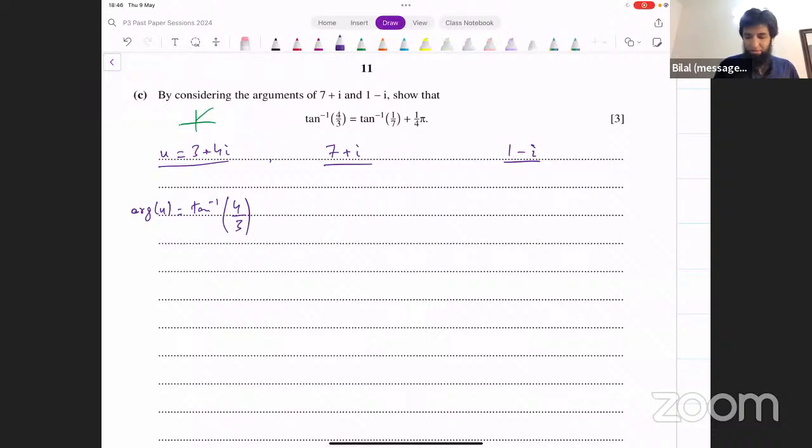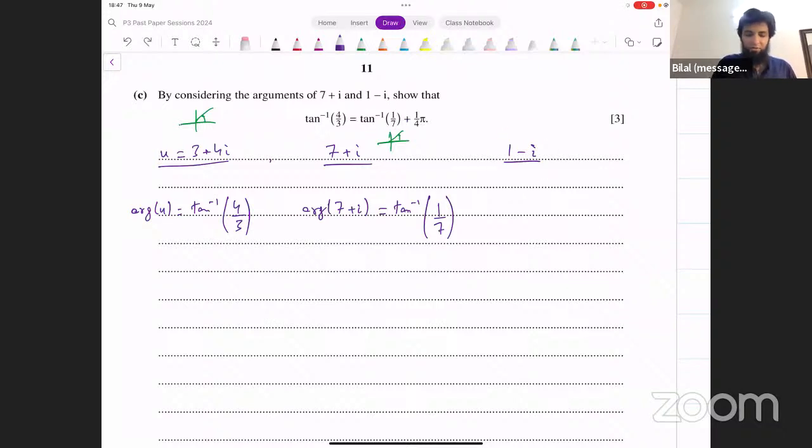What's 7 plus iota? This is also in the first quadrant. Again, whatever is the basic angle, that will be the same as the argument. So argument of 7 plus iota, what should that be? Tan inverse of the imaginary part, which is 1, over the real part, which is 7. This is tan inverse of 1/7. You see that here as well.